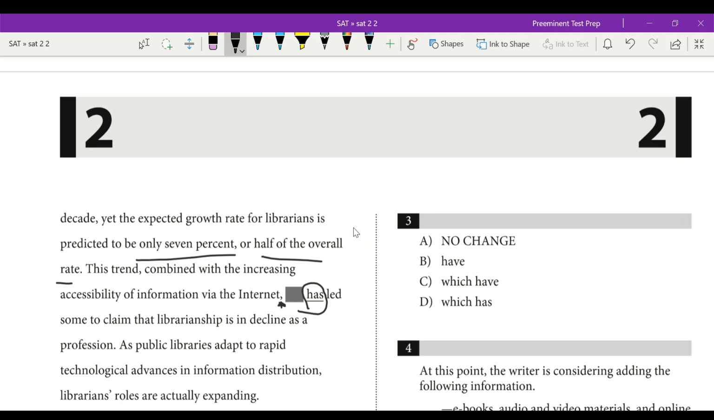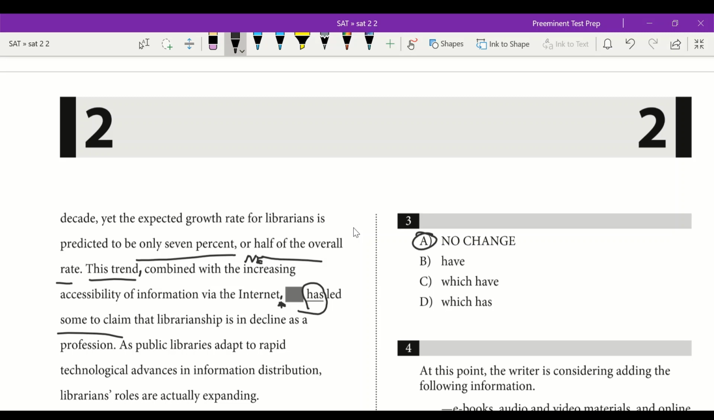So we have this trend, and then we have a comma combined with the increasing accessibility of information via the internet, comma, so we know that this is going to be a non-essential phrase, so I'll just put "any" for non-essential. So now we can read, this trend has led some to claim that librarianship is in decline as a profession. Well, that sounds grammatically correct, and it is grammatically correct, right?